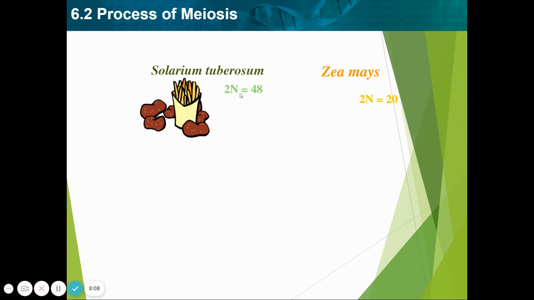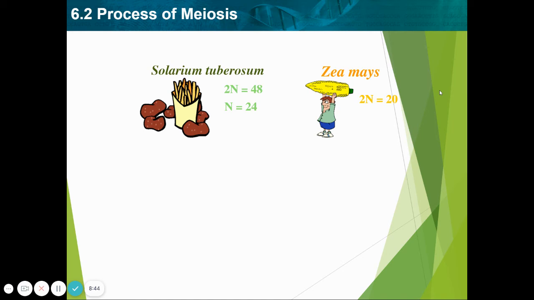Now, looking at chromosome number, the 2N number is 48. If I'm to figure out the base number, how many different types of chromosomes there are in potatoes, all I have to do is find N. So I divide by 2, and the N number is 24. So a potato has more different types of chromosomes than we do. Don't be jealous. Okay, next is Zea mays, and that is the scientific name for corn.